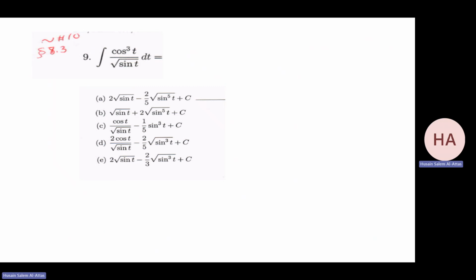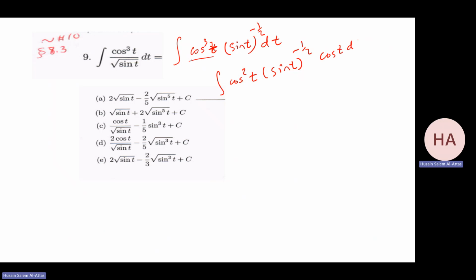Now this one, cosine cube over square root sine t. Maybe I did it before. Let me do it again, no problem. That will be cosine cube, the power is odd, sine t to the power minus half dt. This is t, not x. So I need cosine, the power is odd, I need to take one out. So I have cosine square t, sine t to the power minus half, cosine t dt.